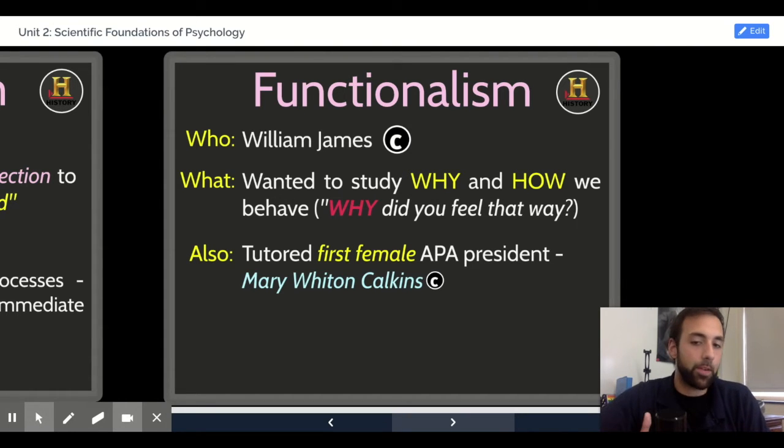Whiton Calkins is another name that we need to potentially know for the AP exam, although her contribution is in and of itself quite important. She's going to get a contributing psychologist icon just because it's not overwhelmingly likely that she appears on the AP exam, which is what usually dictates what type of symbol each name receives.